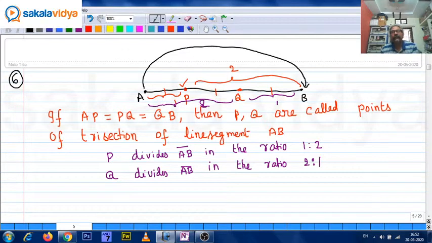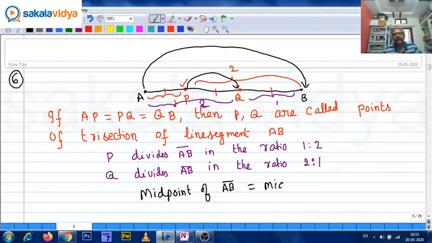And one more interesting point I will tell you: the midpoint of AB is the same as the midpoint of PQ. You should write that down, it is a very important point. Midpoint of AB equals midpoint of PQ, where P and Q are the points of trisection. If P and Q are the points of trisection, then the midpoint of AB is equal to the midpoint of PQ.